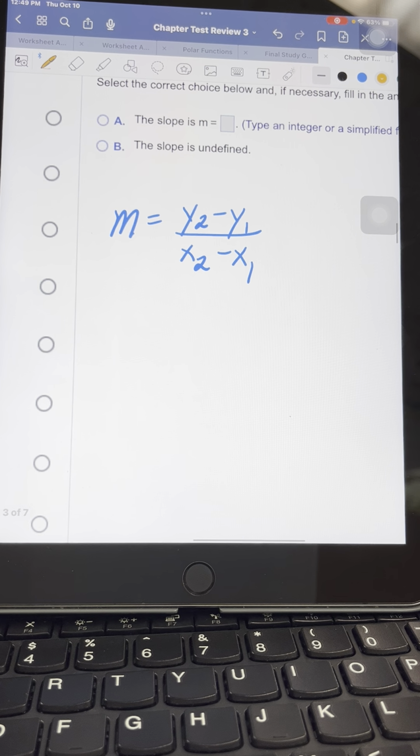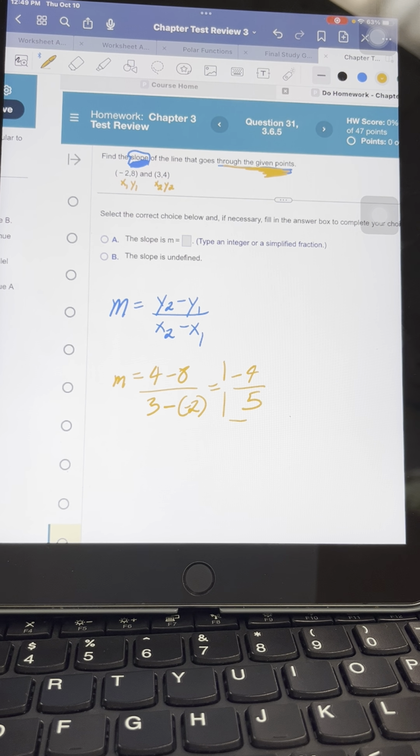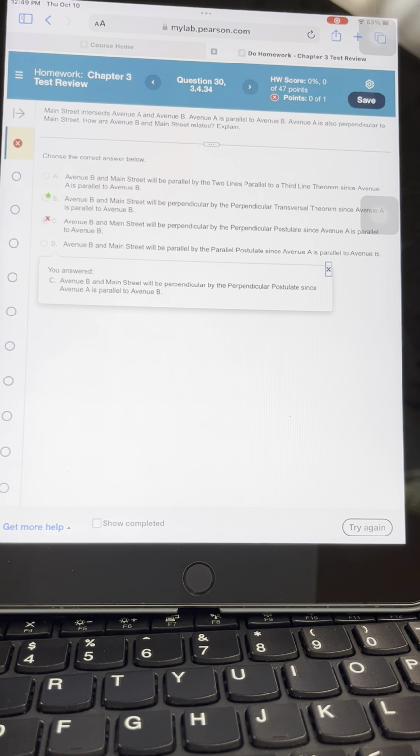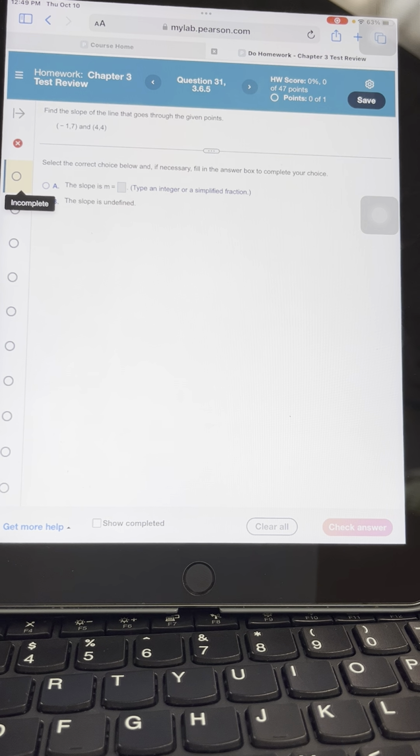Now, m equals, what is y2? 4 minus 8 over x2 is 3 minus negative 2. So my answer is negative 4 over 5. Negative 4 over 5. Did it change it over here? I think it's going to change the answer. Let me just double check. Yeah, it's right. I'm telling you guys it's right, okay?